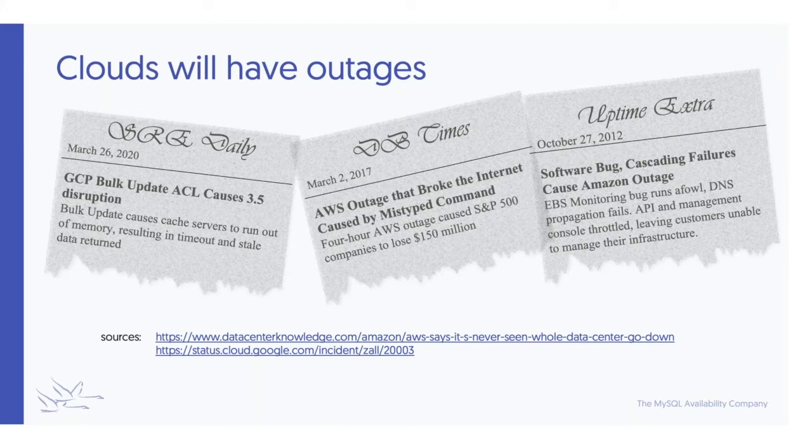And my favorite one, and this is one that I've personally dealt with, is a cascading software bug back in 2012 that brought down almost all of Amazon. And what's interesting about that is not only did it bring down the servers and they were inaccessible, but the actual management console was being throttled and you couldn't even connect to it. So you couldn't fail over, you couldn't deploy new servers, right? Because you actually couldn't get to the management piece.